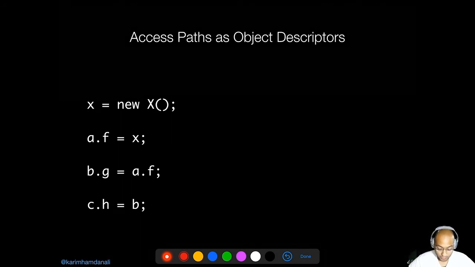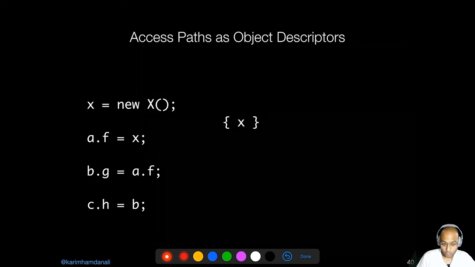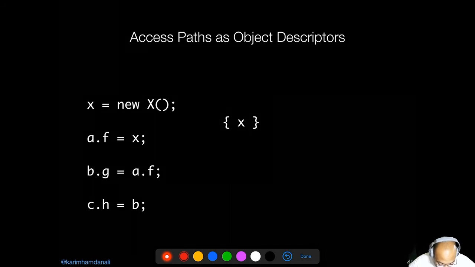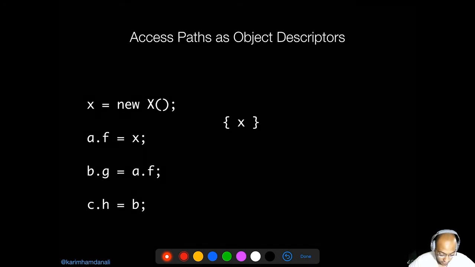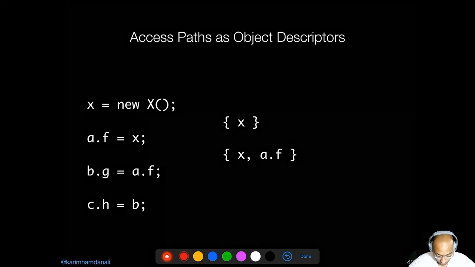So after the first statement, we have one access path, just x. So I'm going to show the set of access paths, x. After the second statement, we're going to have two access paths, x and a.f. After the third statement, we're going to have three access paths, x, a.f, and b.g.